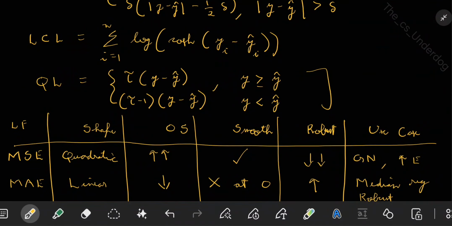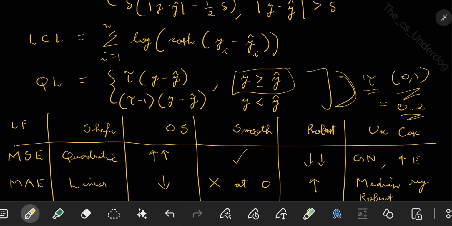What did we learn about quantile loss? First, you have to fix one particular value tau, which will be in the range 0 to 1. This will say what quantile you want to find. If you want to find, let us say, the 90th percentile, you would say tau is equal to 0.9. If you want to find the 20th percentile, you would say tau is equal to 0.2. This we had learnt in the quantile loss lecture. Accordingly, you had two formulas depending on whether y is greater than y cap or y is less than y cap. Y is the true value, y cap is the predicted value.